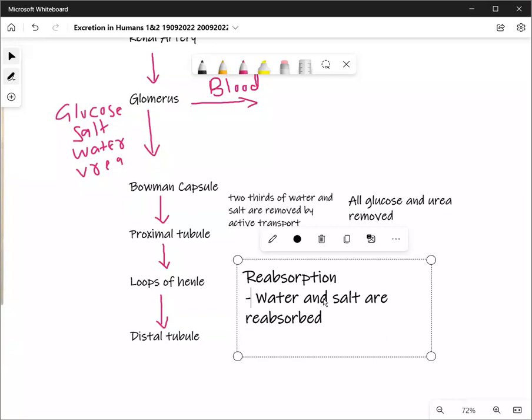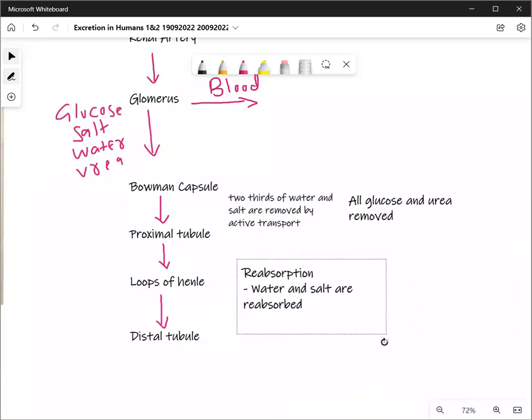Sir, can you hear me? Yes, I can hear you. Any questions? Ask me a question. Sir, I was asking about Bowman's capsule, proximal tubule, loops of Henle. I got the definition of loops of Henle, but do these two have definitions? For Bowman's capsule and the proximal tubule, no, you don't need the definition. You just need to know what happens and where.